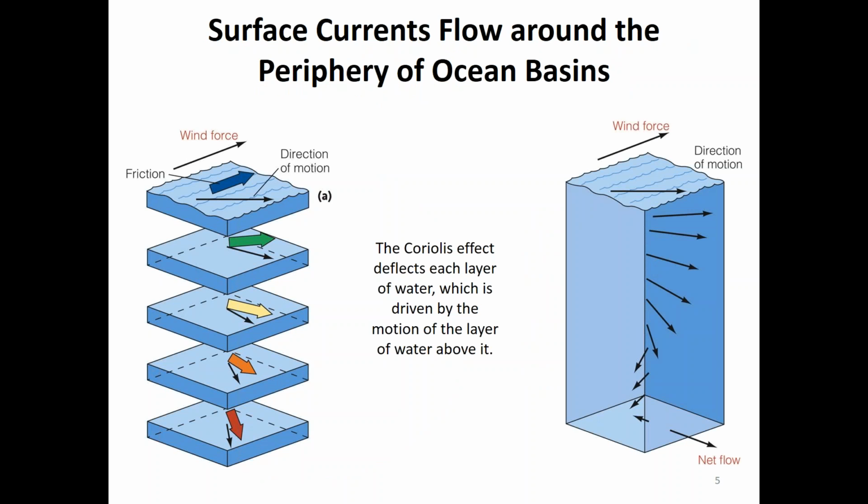And the Ekman spiral is the name for this phenomenon where the direction of flow, horizontal flow, in the ocean varies with depth. So if we look at this figure on the right-hand side, the wind's blowing in this direction, right? And these arrows indicate the direction in which the water is flowing. And we can see as we go deeper in depth, the direction in which the water is flowing is rotating.